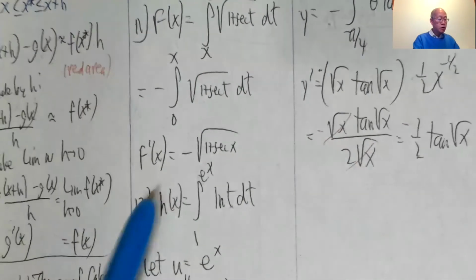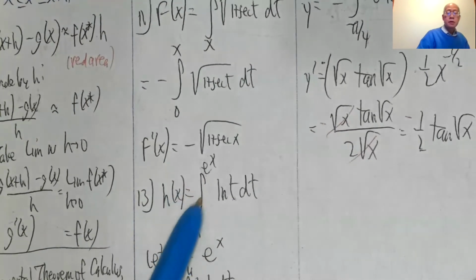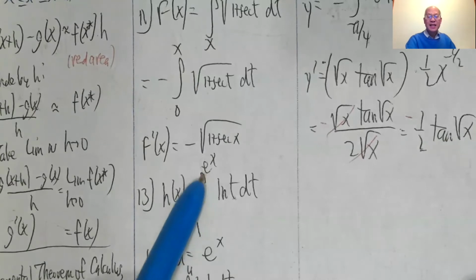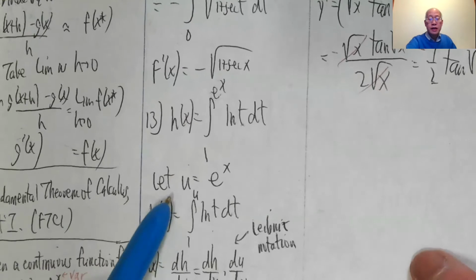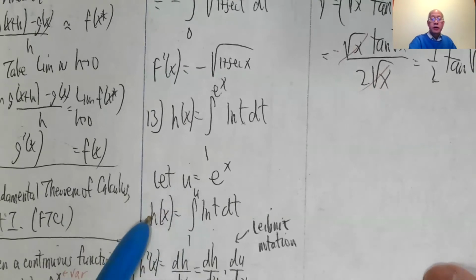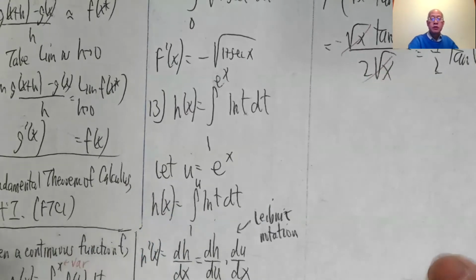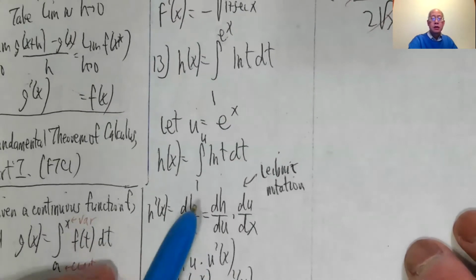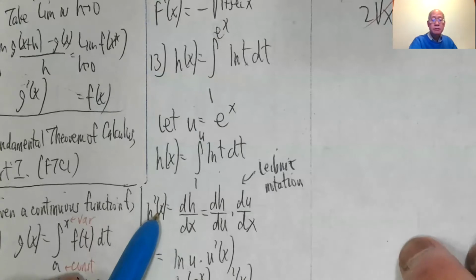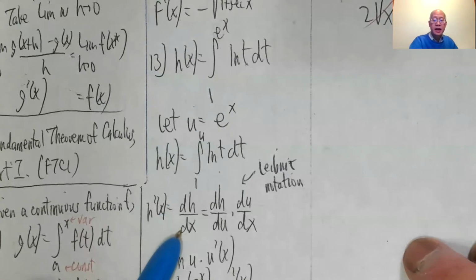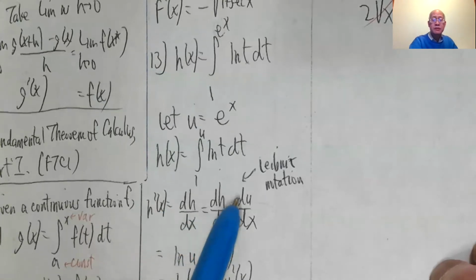Okay, next complication. What if I have a variable expression, constant here, but it's not just x, it's e to the x. Then a chain rule is involved. Suppose I let u be e to the x. So h of x is the integral from 1 to u of ln t dt. Well, the chain rule Leibniz variation, h prime of x, I can say it's dh dx. It's dh du times du dx.